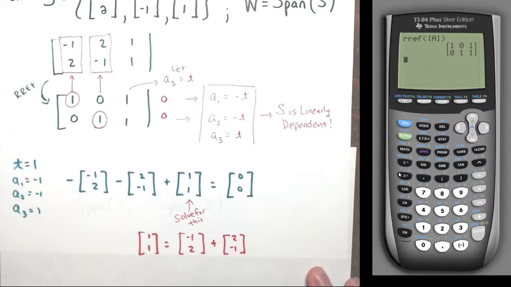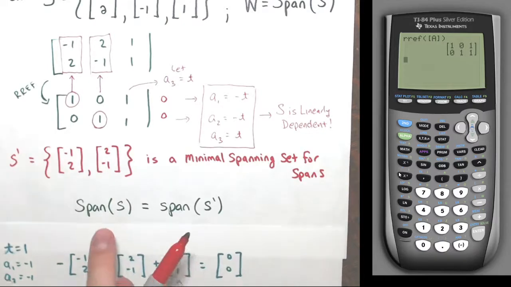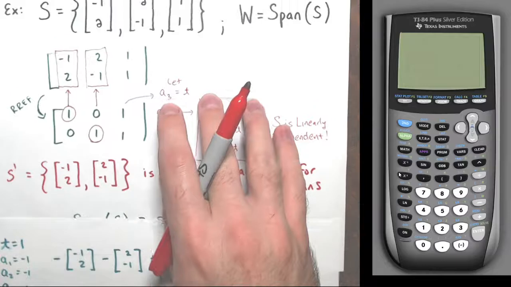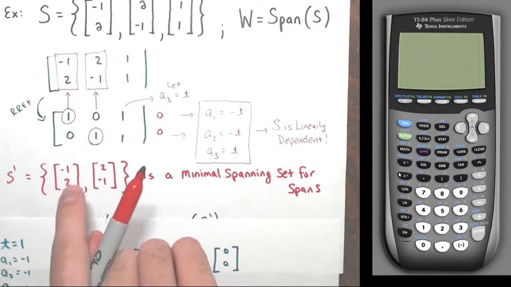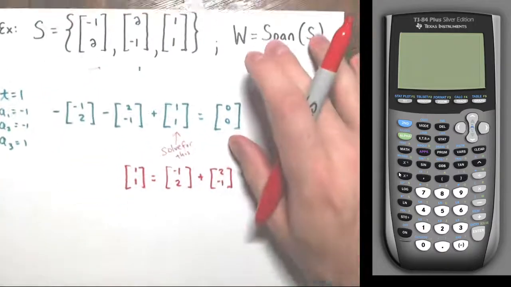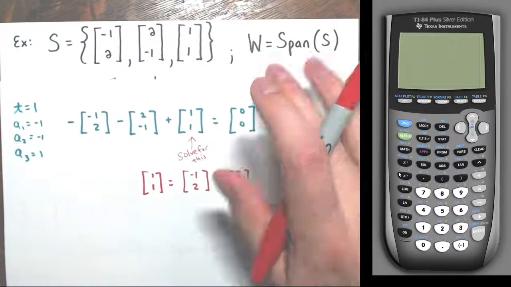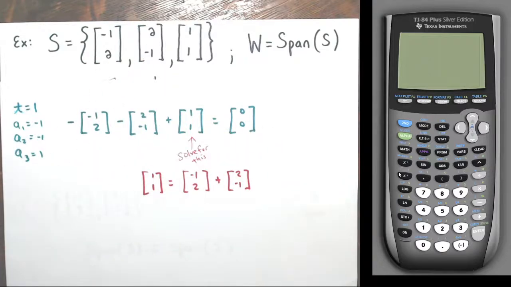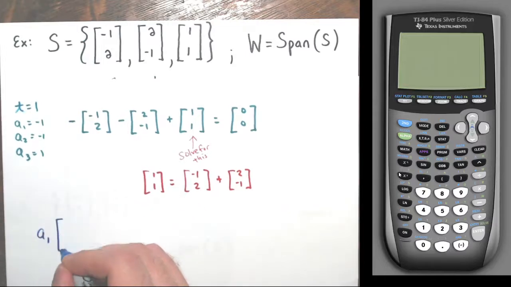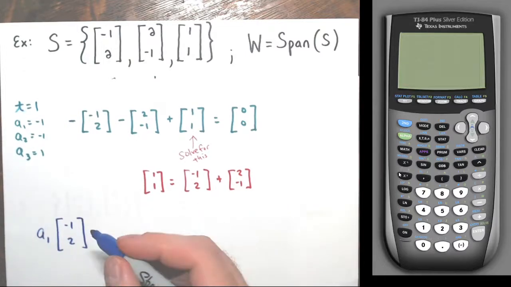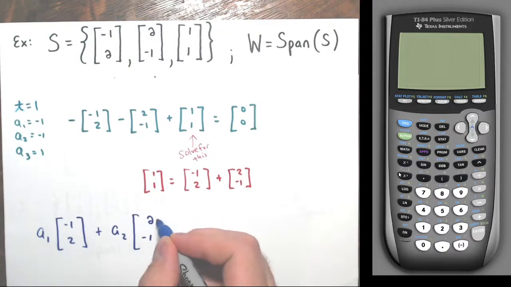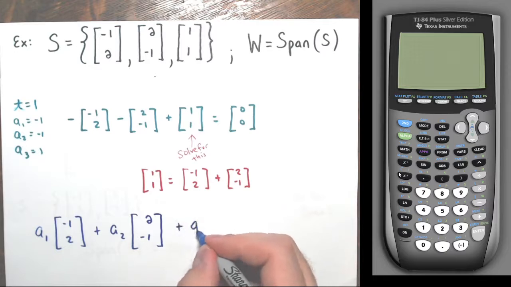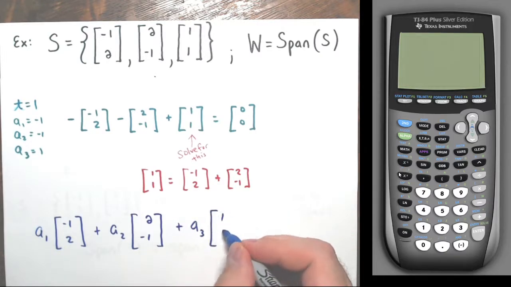Right? Simple as that. So that shows me, and then I can show you how every linear combination of these three is equal to a linear combination of just these two. So let's take a look at linear combinations of these three. Every linear combination of these three would look like this. You'd have some scalar times negative 1, 2 plus some scalar times 2, negative 1 plus some scalar A3 times 1, 1.